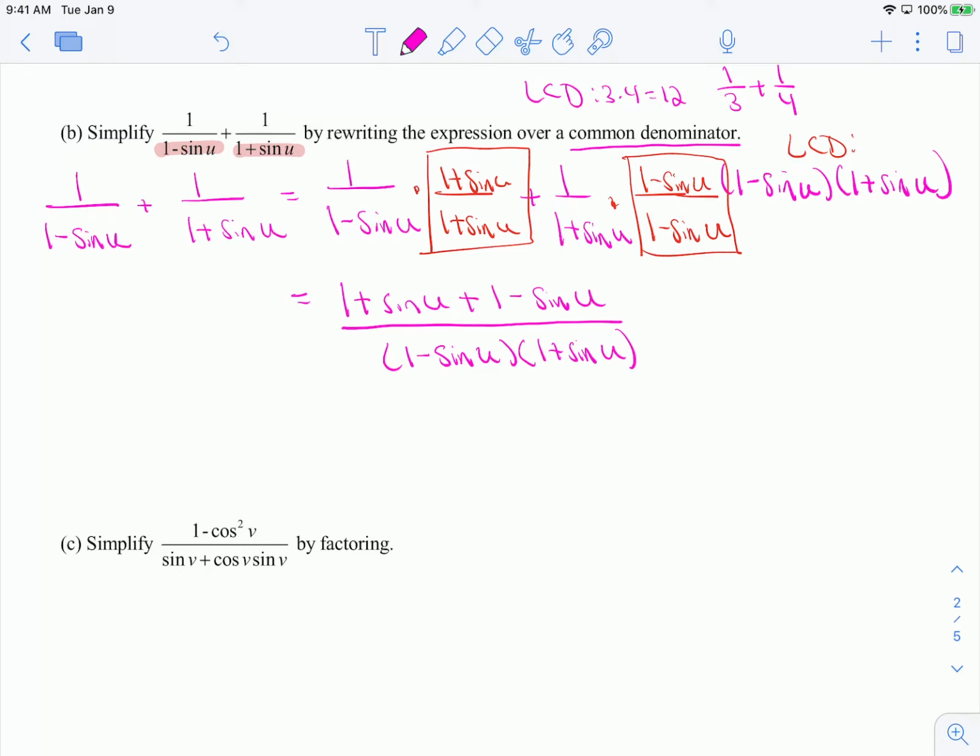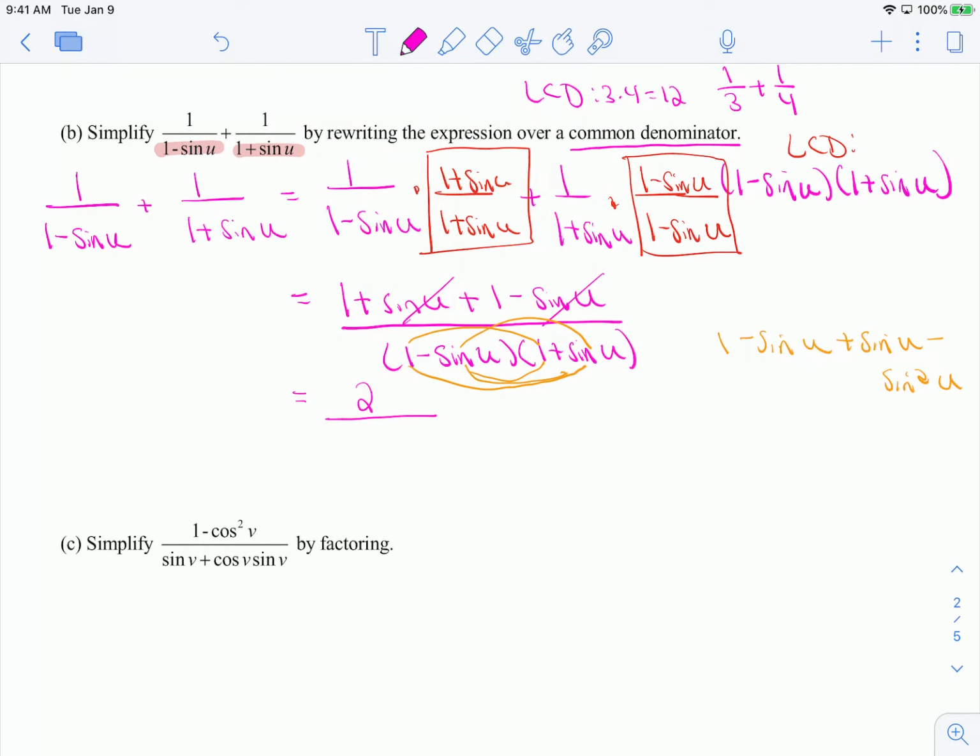Well, then we can clean it up a little bit, okay? So we have sine u take away sine u, so we don't have that. 1 plus 1 is 2. And then I'm actually going to go ahead and FOIL this thing. So if I do 1 times 1, I get 1. I get negative sine u. And then I get a positive sine u. And then I get a negative sine u times a positive sine u. So I get a negative sine u squared.